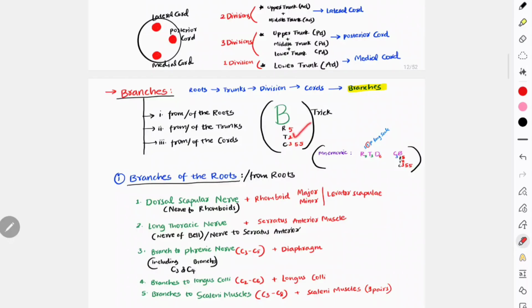So now the branches of the trunks. See here, trunks: there are 2 branches, right? 2 branches.